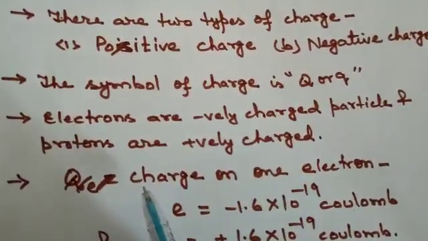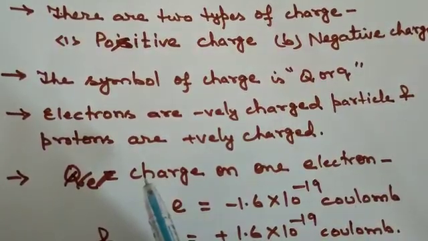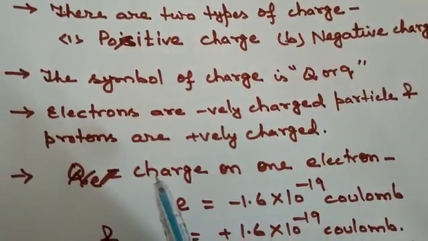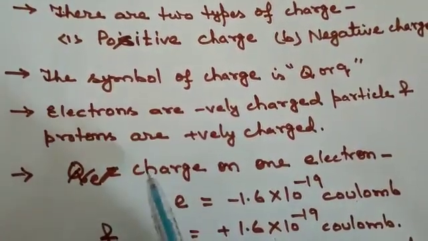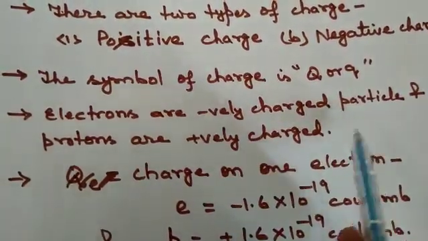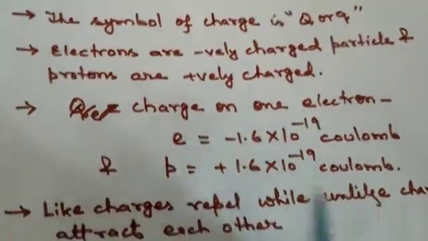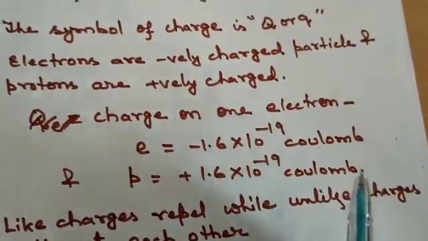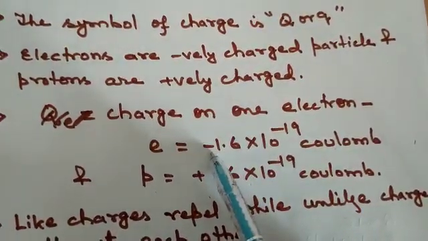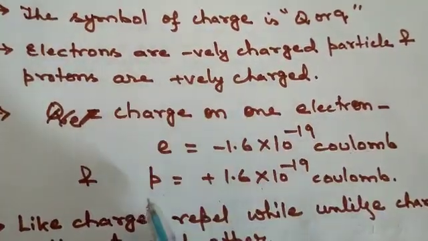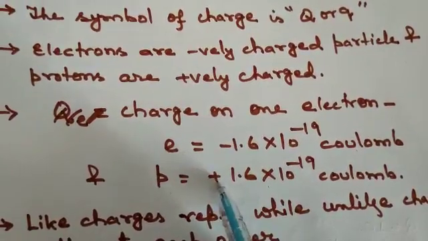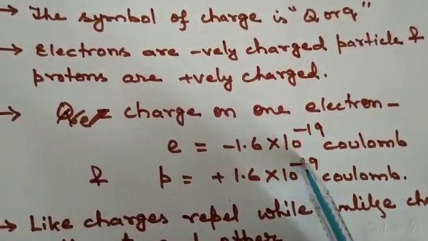The smallest unit of charge is the electron. It should be noted that electrons are negatively charged particles while protons are positively charged particles. Charge on one electron is equal to minus 1.6 multiplied by 10 to the power minus 19 coulomb, and charge on a proton is equal to plus 1.6 multiplied by 10 to the power minus 19 coulomb.